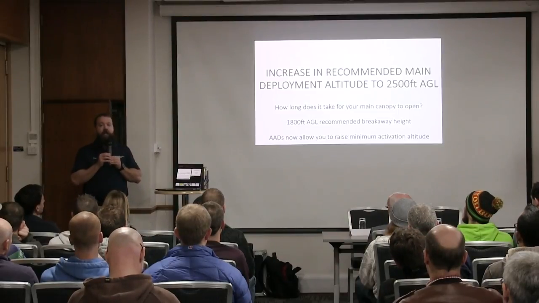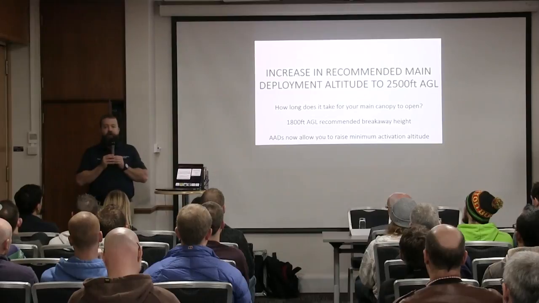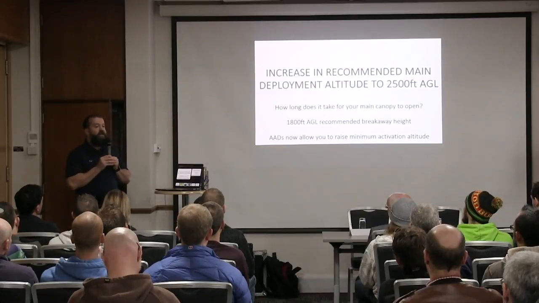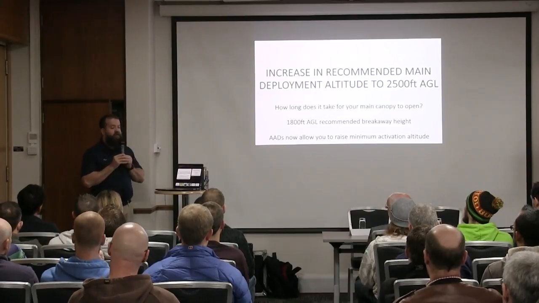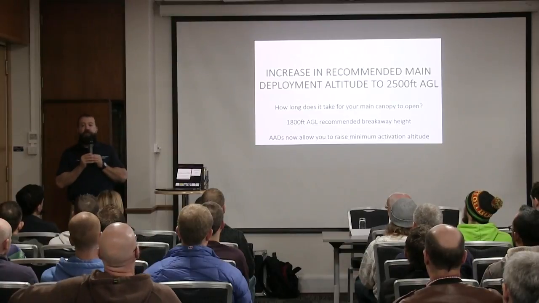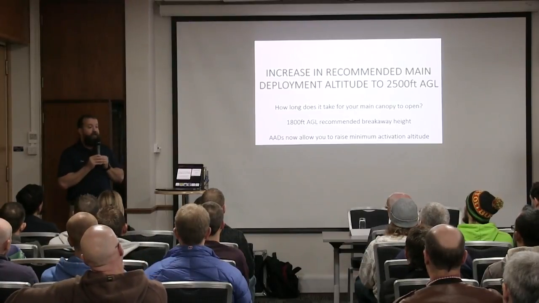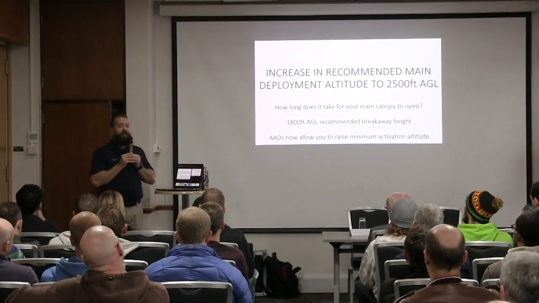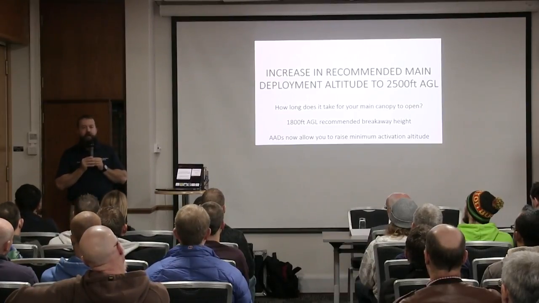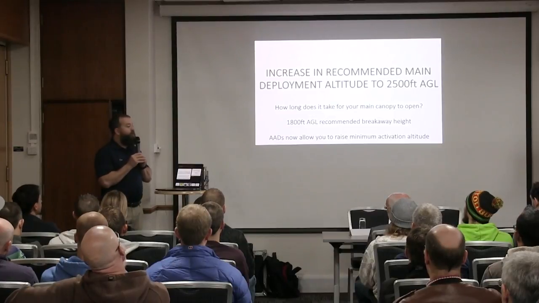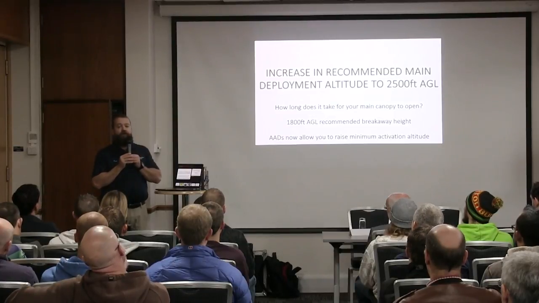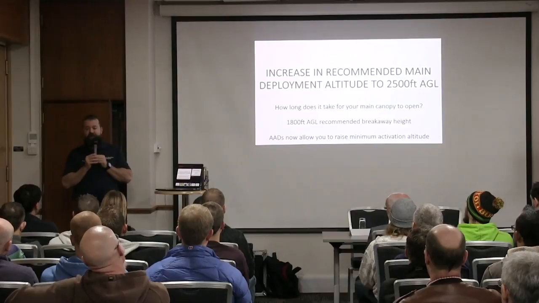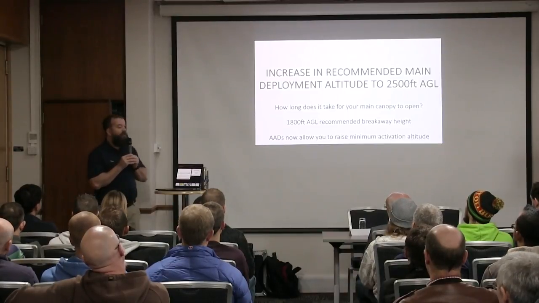One, for as long as we can remember, USPA's minimum recommended decision altitude has always been 1,800 feet. And what's a decision altitude? The altitude we decide our main parachute is no longer a viable option to land safely, and we execute our emergency procedures. All throughout that time period, the minimum deployment altitude was 2,000 feet recommended. So what's the math on that? 200 feet, right?